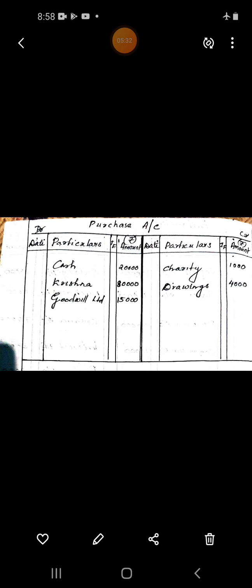Credit side: charity 1,000 and drawings 4,000, total 5,000. Debit side total 1,15,000, credit side total 5,000. In this case, debit side total is more than the credit side total. So, the balance will arise on credit side.